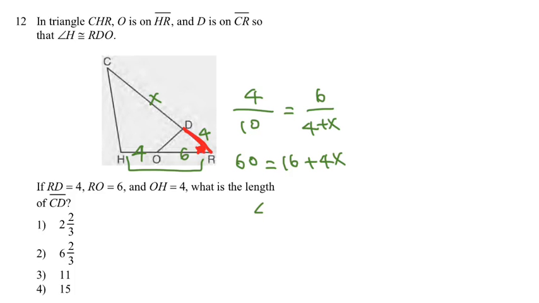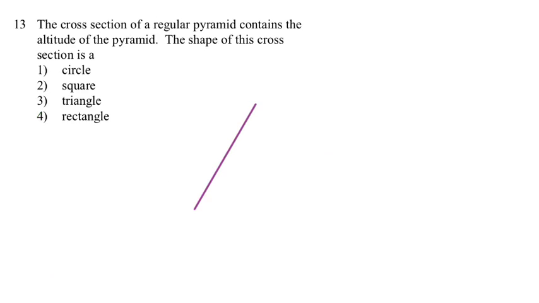And then here you see that 44 must be equal to 4X, and X is equal to 11. Alrighty, so choice 3 becomes the answer. Alright, let's move on to the next question.